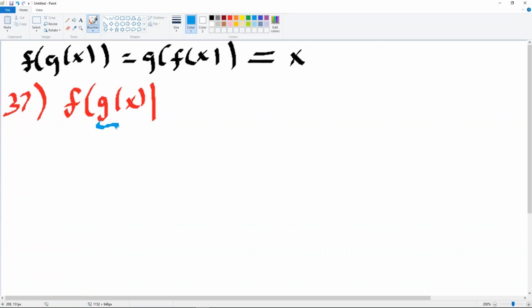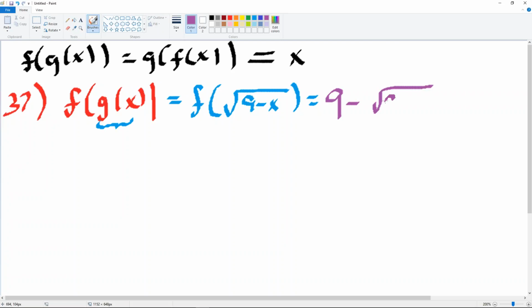Again, you start with the inside. So when I replace the inside with g of x, you get f of what? 9 minus x, radical. Right, radical. Okay. 9 minus x. Now you go to your f function, and everywhere you see an x, you're going to plug in a radical 9 minus x. So here we go, 9 minus radical 9 minus x, but what's being done to it?